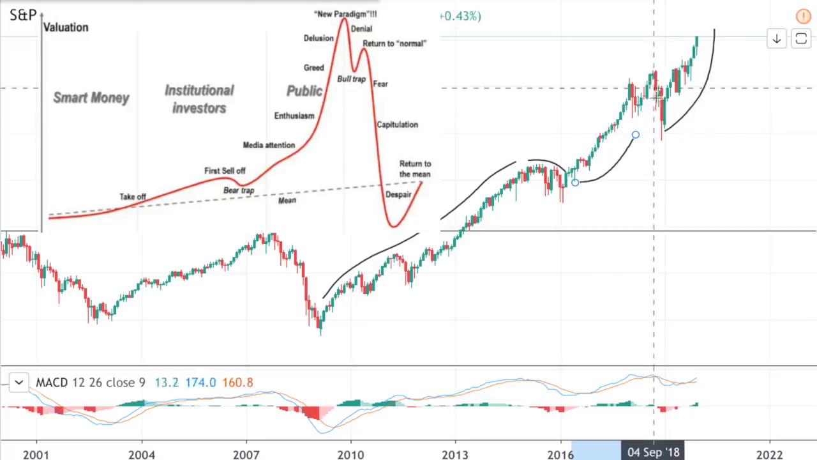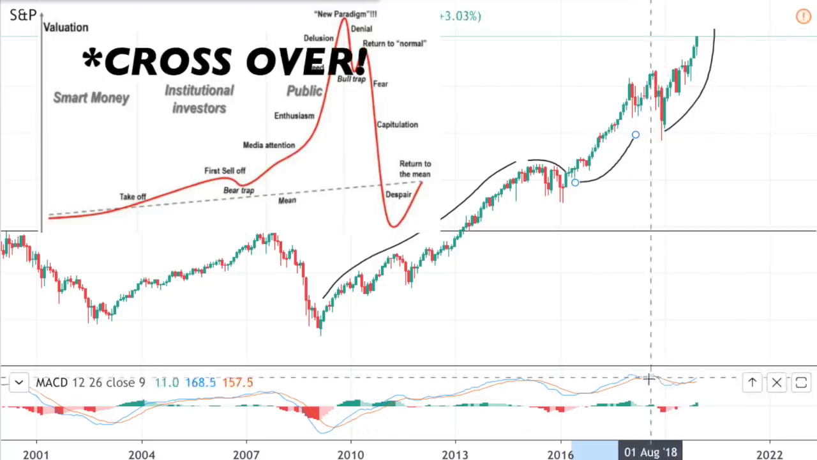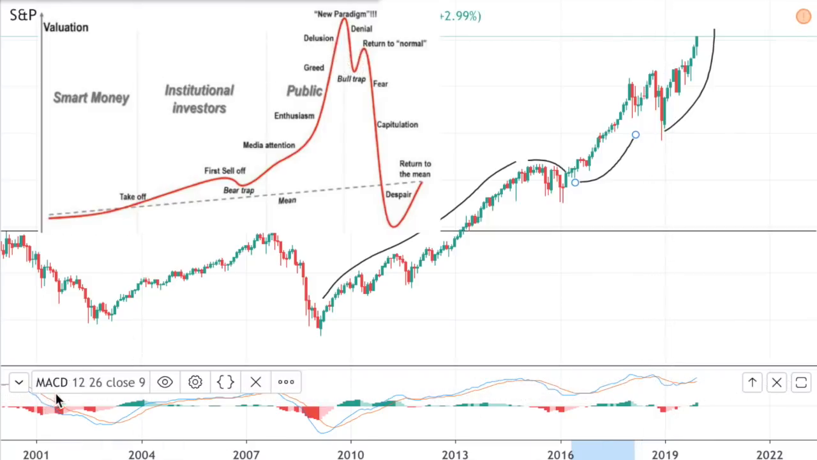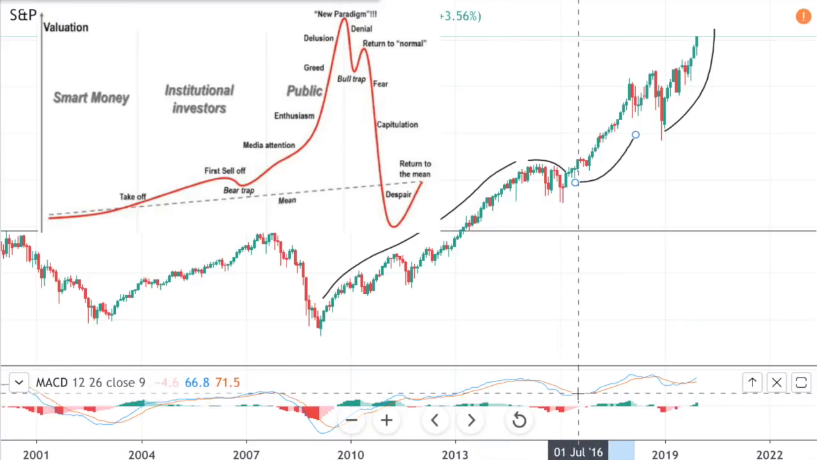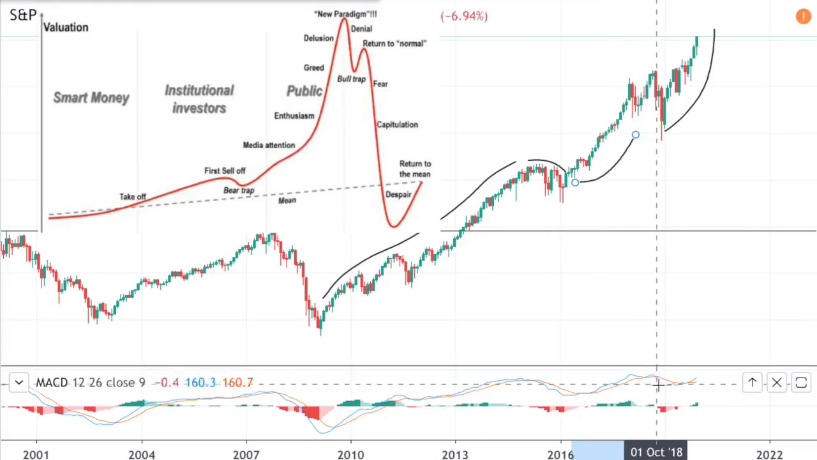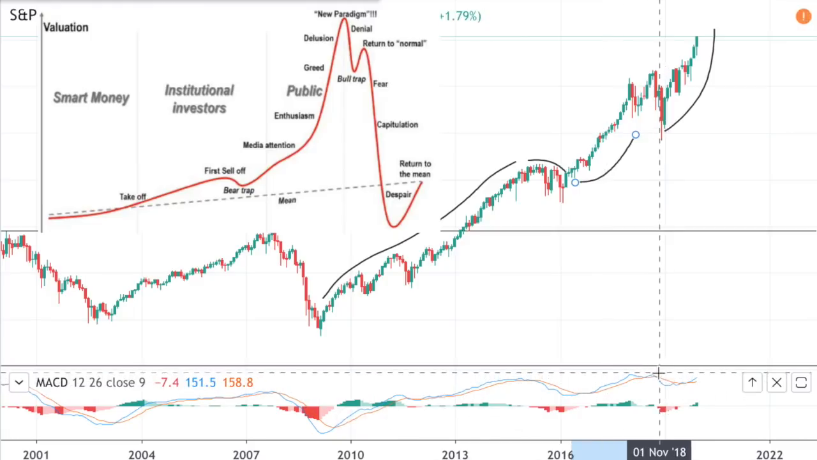These drops were accompanied by an MACD bearish divergence. If you don't know what that is, the MACD is a momentum indicator that many traders and fundamental analysts use when predicting stock market bull markets and bear markets. A bearish crossover doesn't get any more bearish than that.